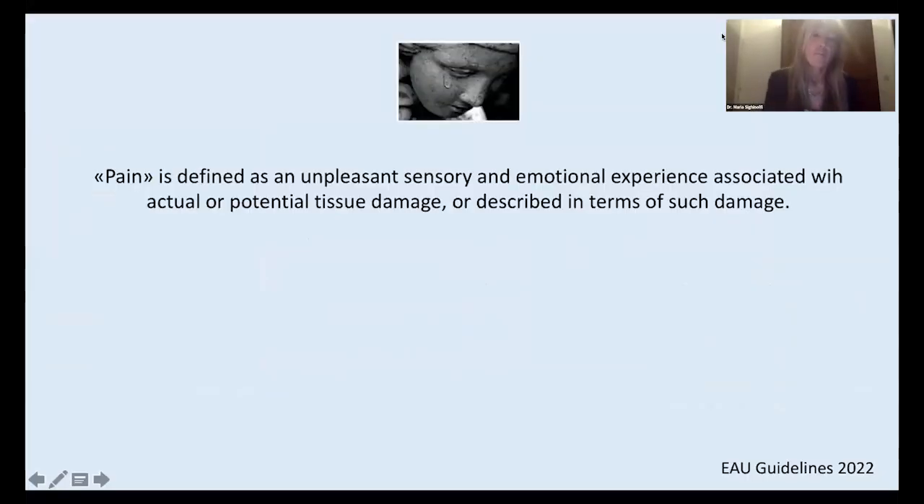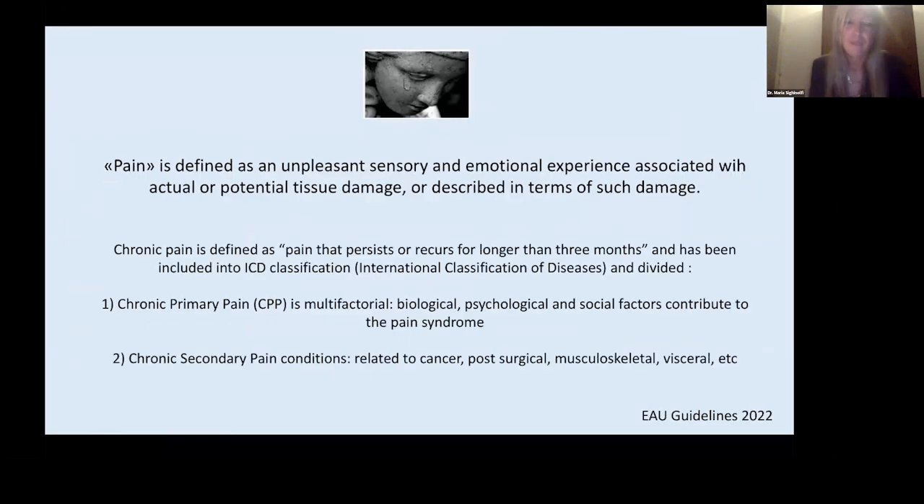So what is pain? Pain in general is defined as an unpleasant sensory and emotional experience that is associated with actual or potential tissue damage, or is described in terms of such damage. Chronic pain is defined as a pain that persists or recurs for longer than 3 months, and it has been recently included into the ICD classification, that is the International Classification of Diseases.